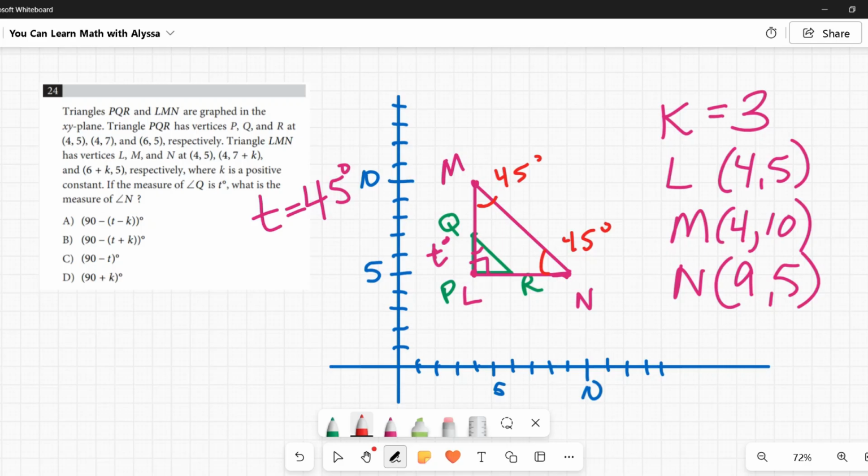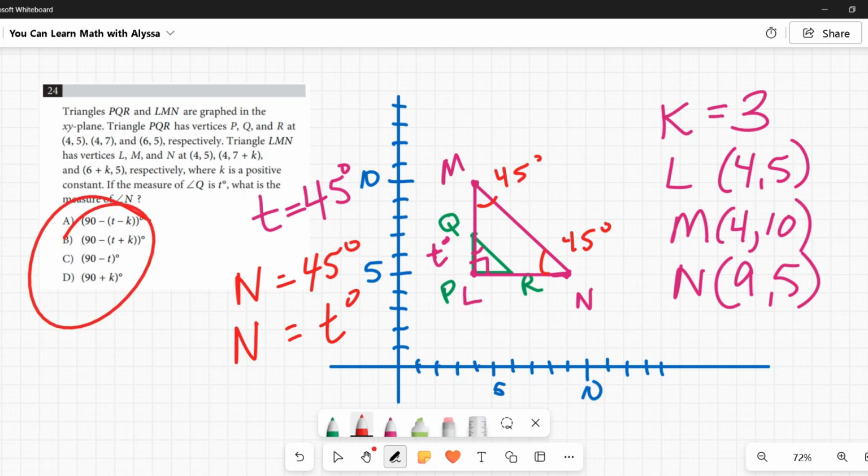It's the same as T. Angle N is 45 degrees. Angle N is T degrees. It's the same, but that's not an option over here, is it? So you go, wait a minute, Alyssa, how am I supposed to do this then? Well, there's two sort of ways you can look at this. I'm going to show you the way that will work for every problem that's similar to this, and then I'll show you an additional way that works for this problem.